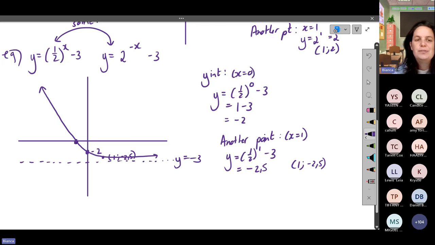So to find the x-intercept of a graph, this is how we find the y-intercept: we make x equal naught. That was just some working out. How do I find the x-intercept of any function?